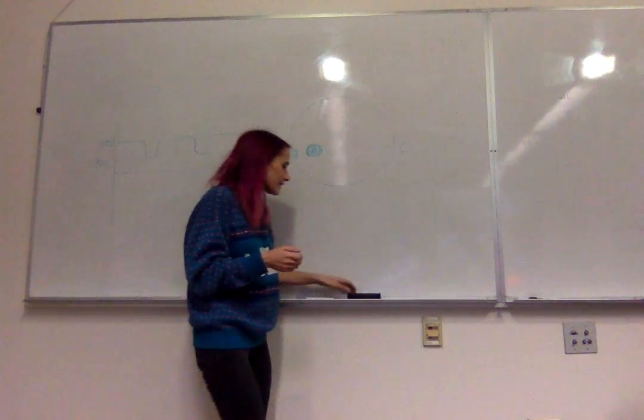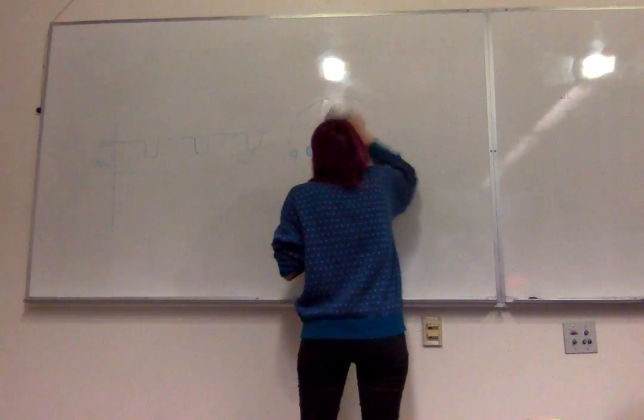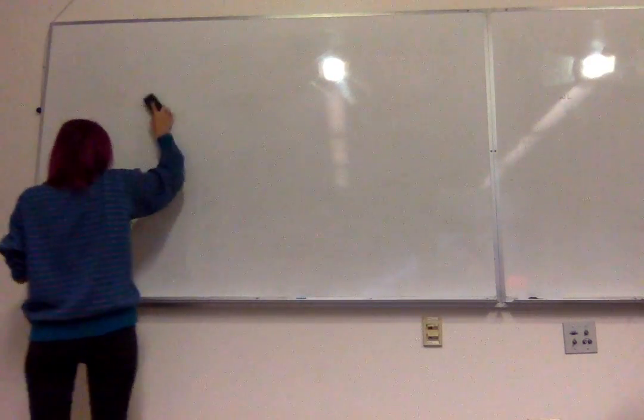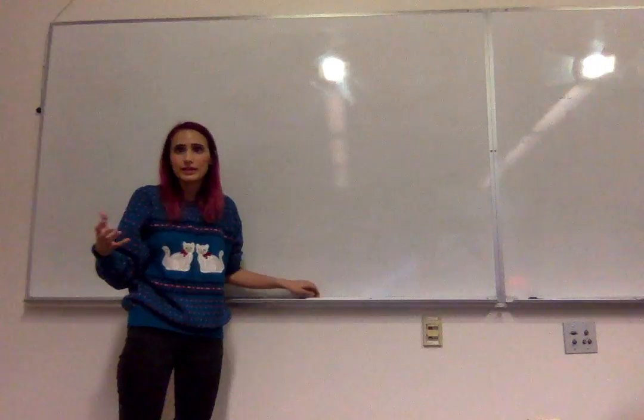A couple other ways that we detect planets. There's something called direct imaging. This is pretty rare, but it's really cool because it's the only way we can actually like see an exoplanet.